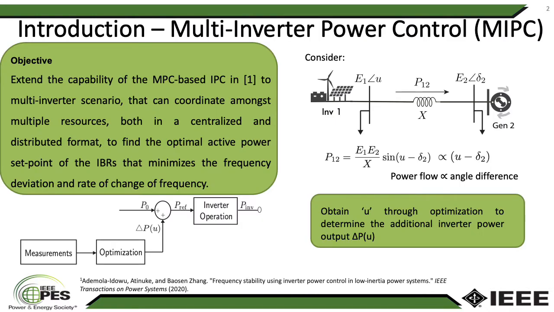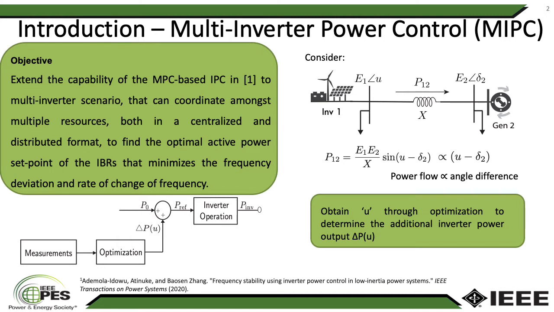The objective of this work is to extend the capabilities of our previously designed controller, called the Inverter Power Controller, from a single inverter to multiple inverters running the controller in the network, thus enabling them to participate effectively and efficiently in providing frequency control response. This extended capability also allows the inverters to operate under either a centralized or a distributed control structure, depending on measurement availability. For more information on our previous work, do check out the reference below.